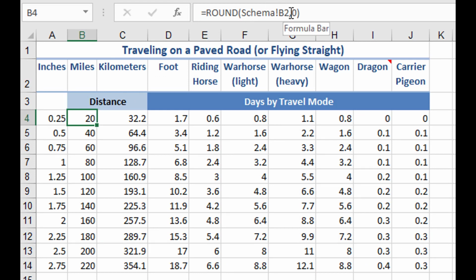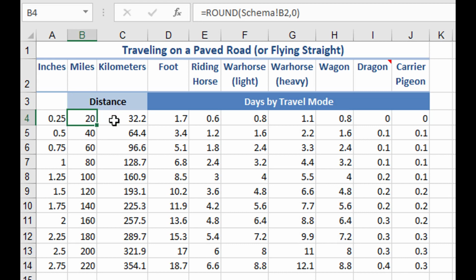Again, if you look at this formula, the way to read this, ignoring the rounding function for the moment, it's saying, look at the schema sheet, and then there's an exclamation point, and then look at the field B2. That's the B column, the second row. The comma 0 is part of this round function. I'm basically rounding the numbers up or down, depending on how it chooses to round things. So now these are whole numbers, so it's relatively easy.